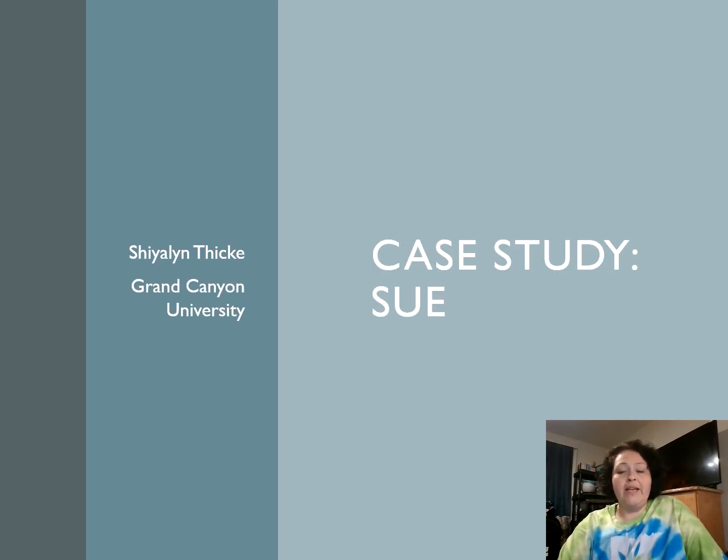I'll be presenting a case study on Sue, an 8-year-old girl who demonstrates symptoms of both separation anxiety disorder and possible selective mutism. In this presentation, I'll review her presenting symptoms, possible diagnoses using the DSM-5-TR, environmental and cultural factors, and appropriate home and school interventions supported by current research.